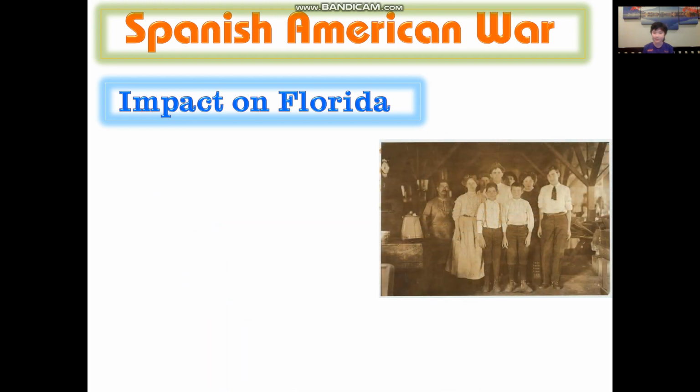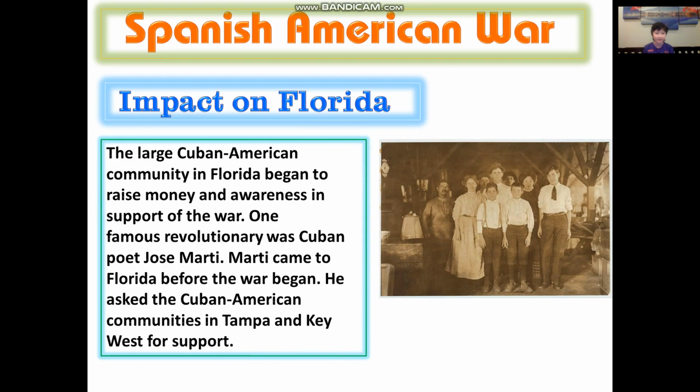Take a look at that picture. There's a family. The large Cuban American community in Florida began to raise money and awareness in support of the war. One famous revolutionary was Cuban poet José Martí. Martí came to Florida before the war began. He asked the Cuban American communities in Tampa and Key West for support.